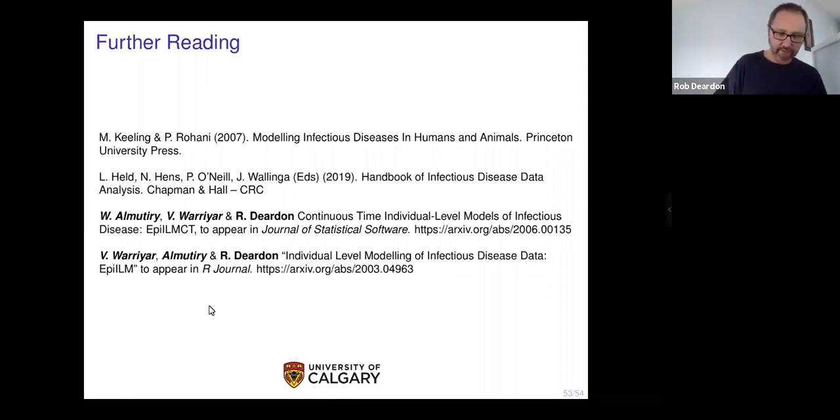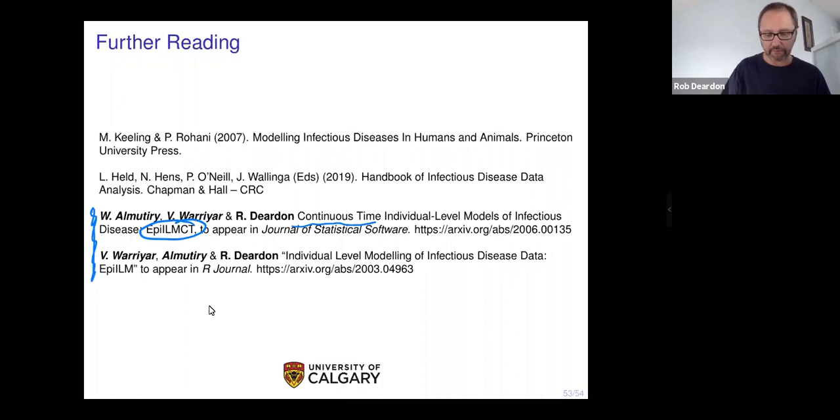So the second thing on this list are the 2 vignettes for the software packages, especially if you're interested in the individual level models. I would highly recommend you take a look at the preprints that are up on arXiv. And like I say, in the continuous time version, the EPI-LMCT, hopefully in a week or 2, we will have a more efficient way of simulating and analyzing for the SIR models.